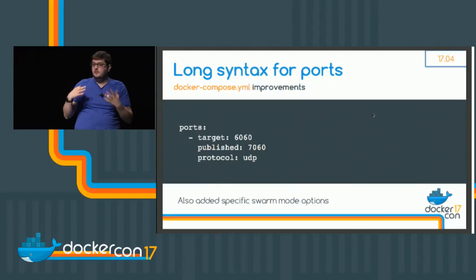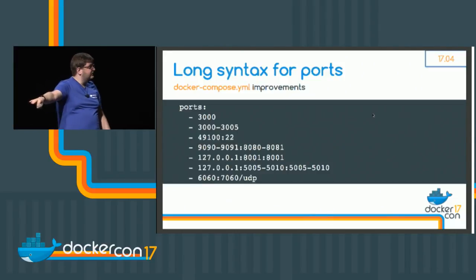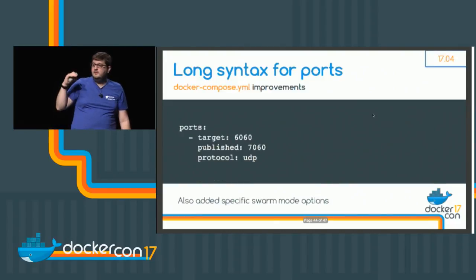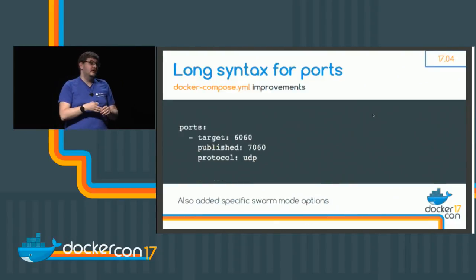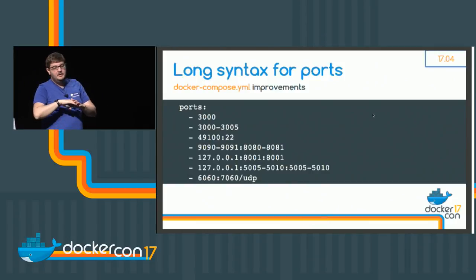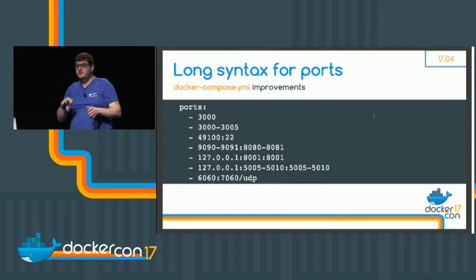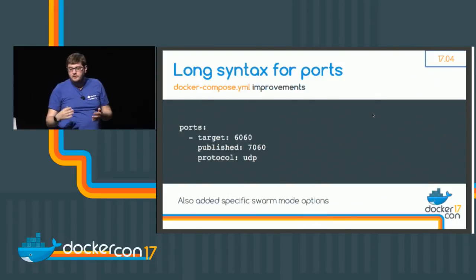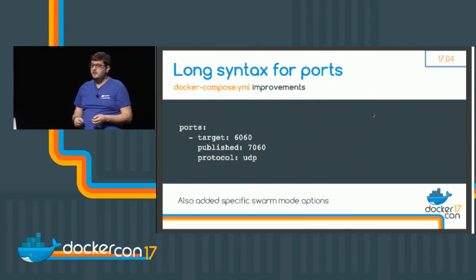And so we introduced the long syntax. Basically here I'm taking the last line, just the last part, and I'm writing it in the long syntax. So of course it's more verbose, but it's also much easier to remember. You don't have to remember the format. It's clearly defined, it's key value. So my target is 6060, my published port is going to be 7060, and I can also specify the protocol. I also want to add that here we added swarm specific options as well. This micro-format was already crowded, so there was no way we could add those options here. So if you want to use the new options for swarm, you have to use the long syntax.